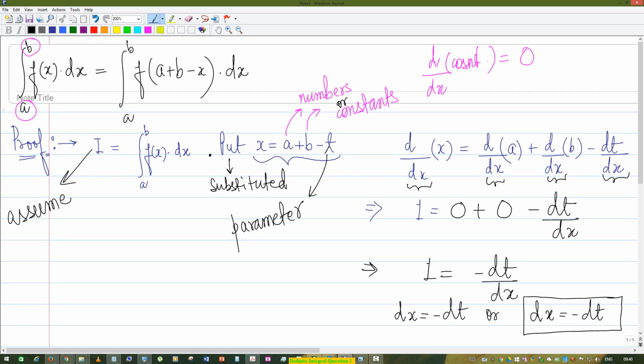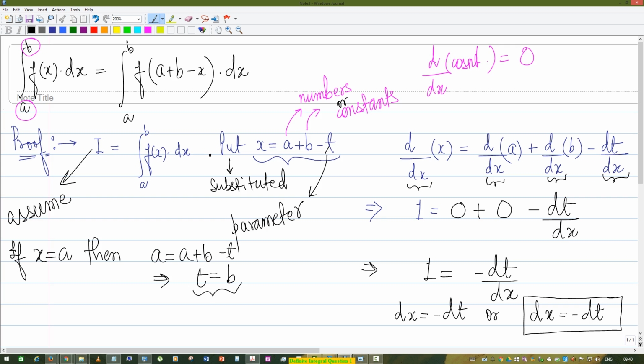And now if x is equal to a, then a is equal to a plus b minus t, which gives us the value b is equal to t, or t is equal to b.